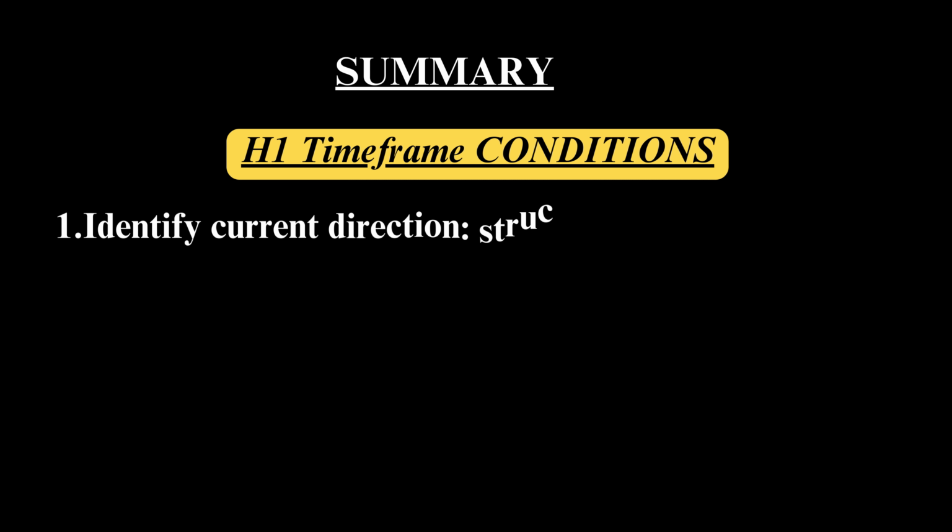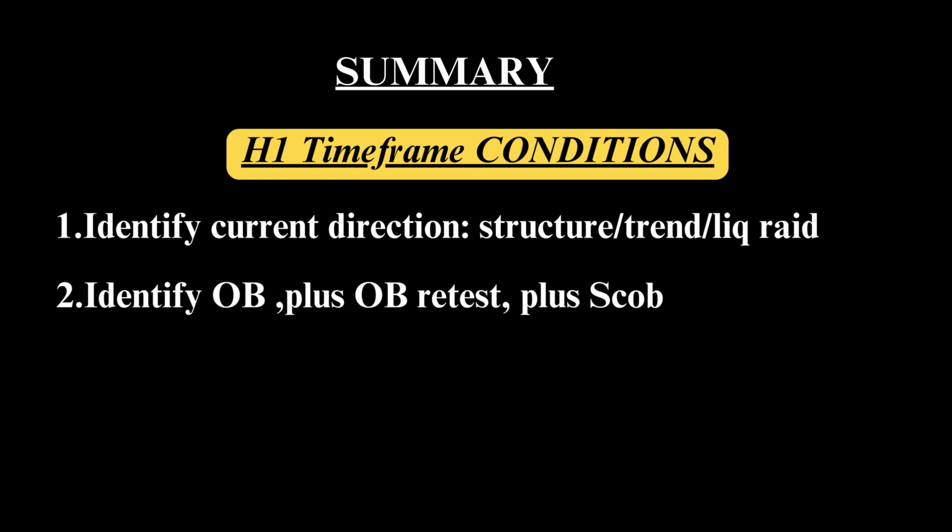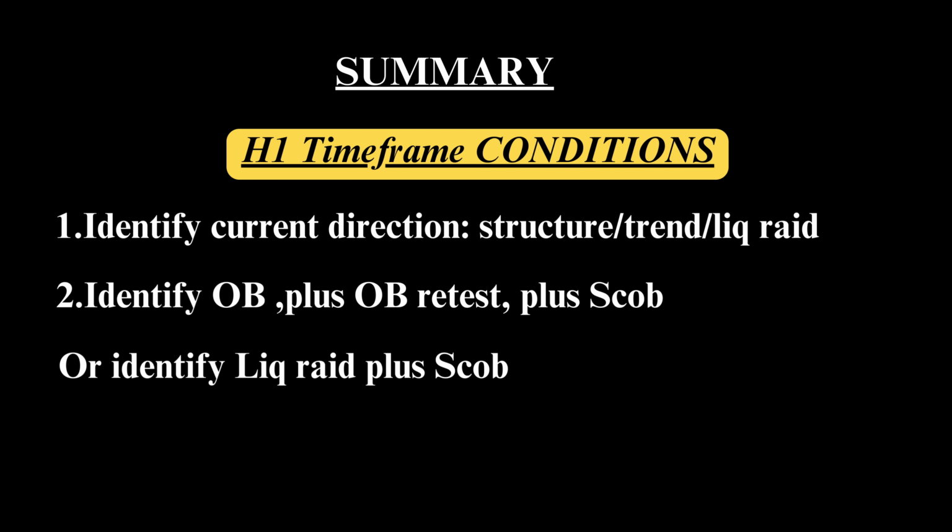Okay. So we are gonna use two time frames, that is H1 time frame and M5 time frame. Each time frame has its own terms and conditions that must be respected to the teeth. This is what we look for on H1 time frame. Number 1, current direction. Please note its current direction. Number 2, order block plus order block retest plus SCOB, or liquidity grab plus SCOB.